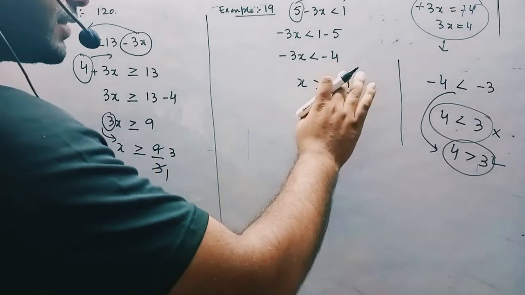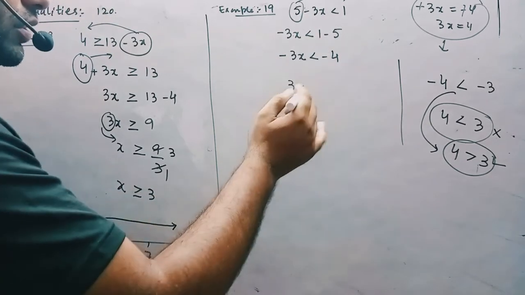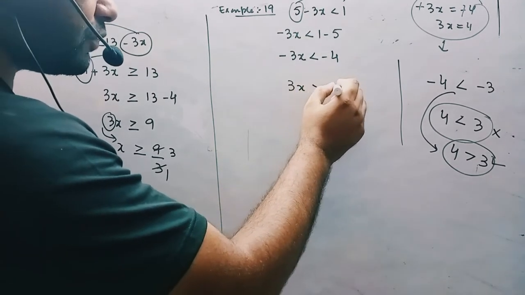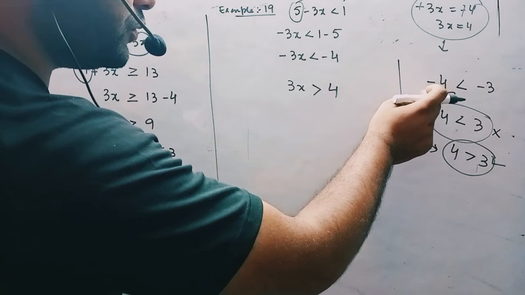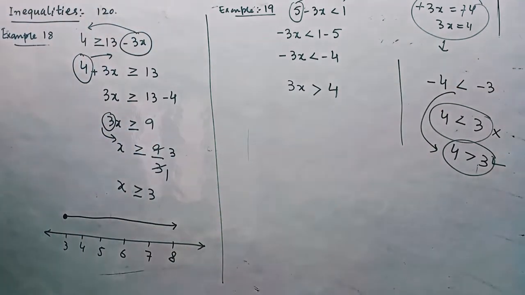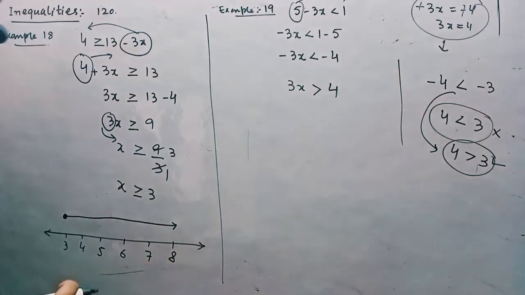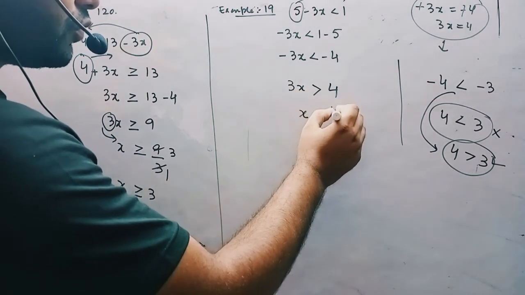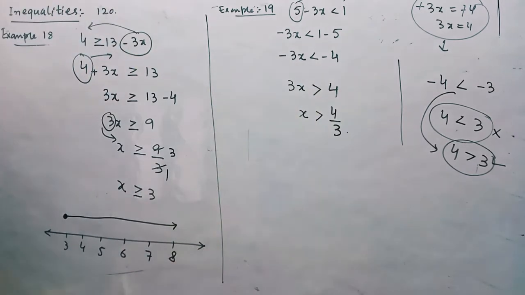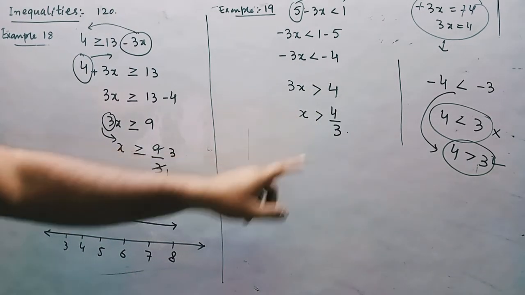Similarly here, when I am removing the minus, you are cancelling the minus on both sides, then 3x is greater than 4. Why? Because I removed the minus sign. I gave you the proof why, when we are removing the minus, we have to change the inequality signs. So now x is greater than 4 by 3. This is the solution of the inequality.